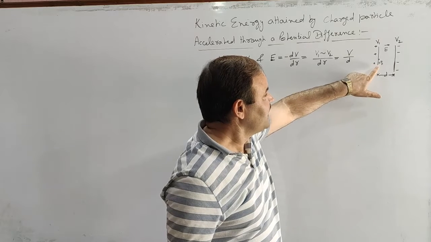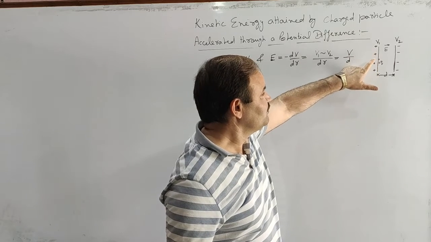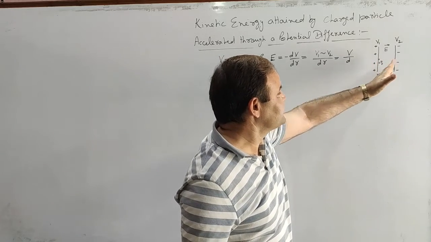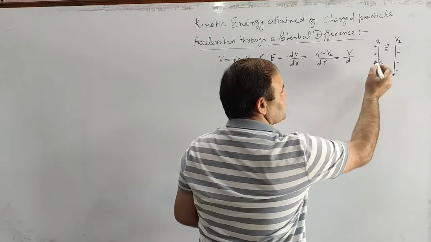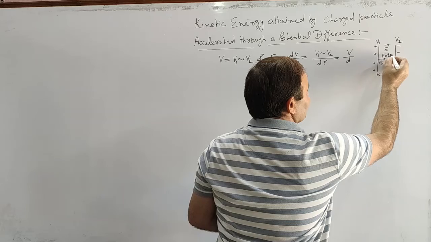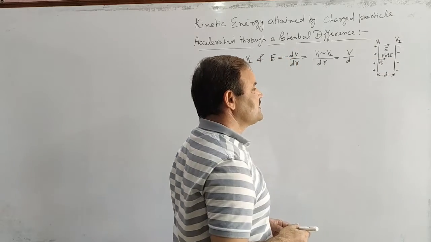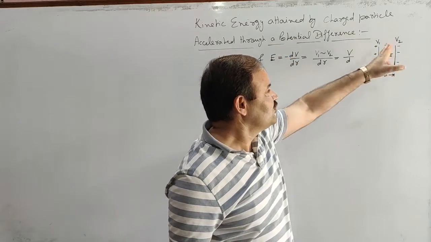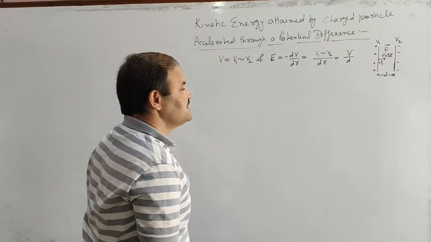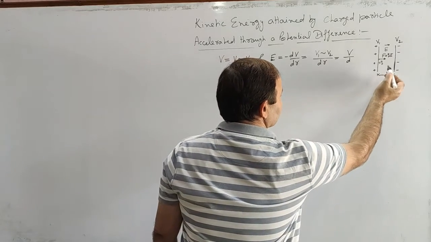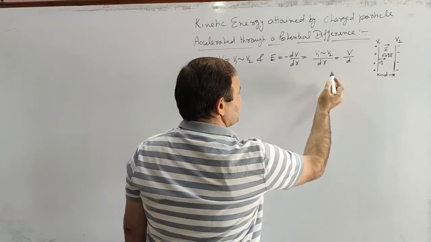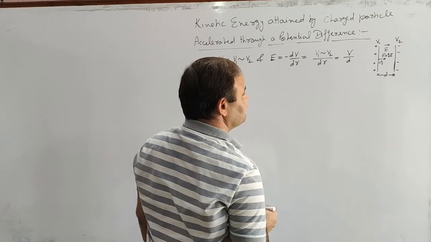If we are placing a positive charge Q adjacent to positively charged plate, then electric field between the plates will exert a force on this charge in its own direction, and that force will be given by Q into E. This force will make the charge move towards the plate having potential V2. It means the charge will move from positively charged plate towards negatively charged plate, and in this process it will cross a potential difference V.